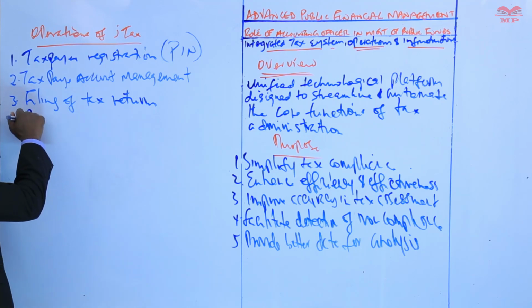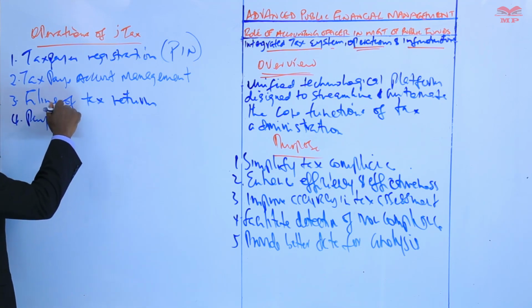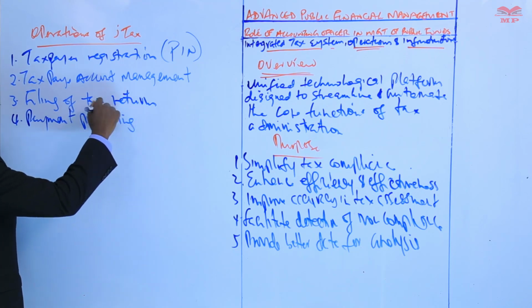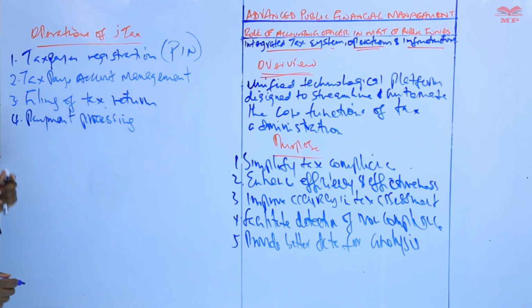Number four, payment processing. An integrated system facilitates electronic payment of taxes through integration with banks and other payment gateways like M-Pesa and so on. And taxpayers can generate payment slips and make payments online.